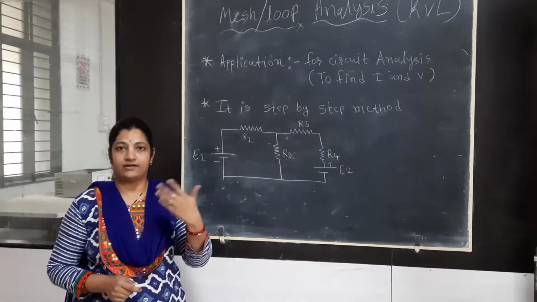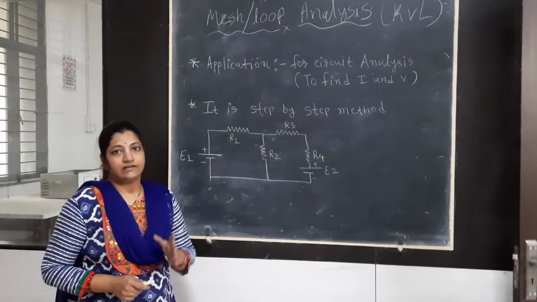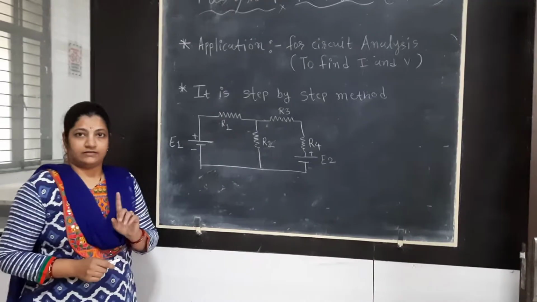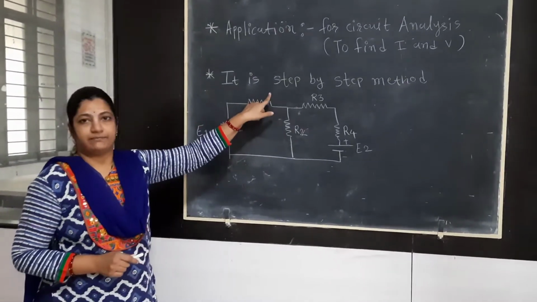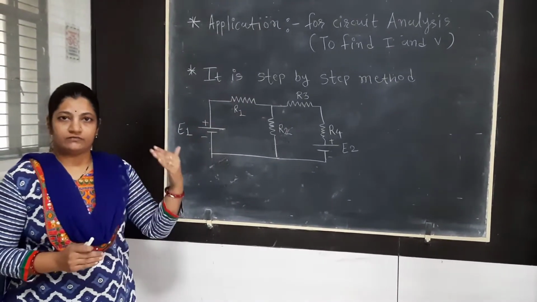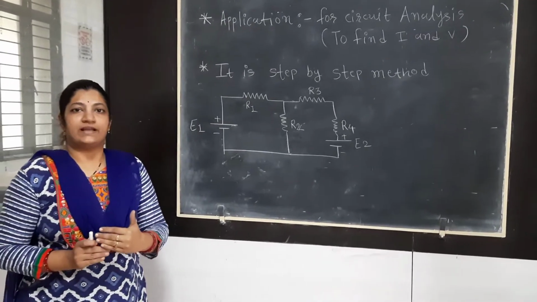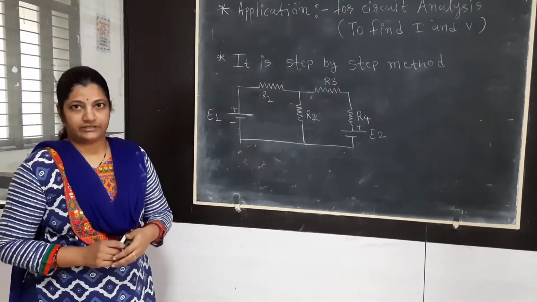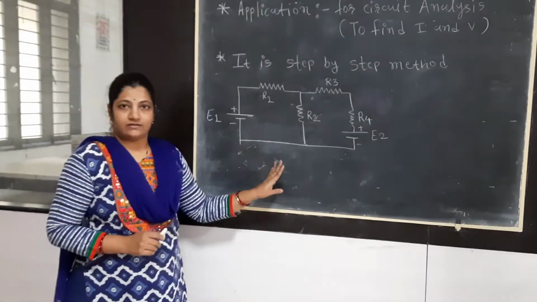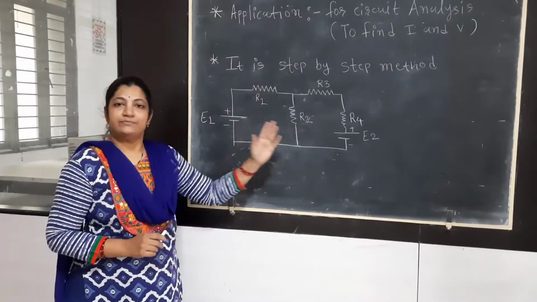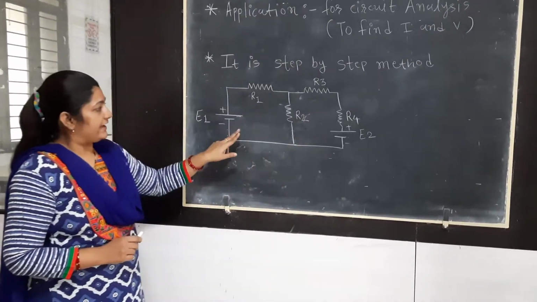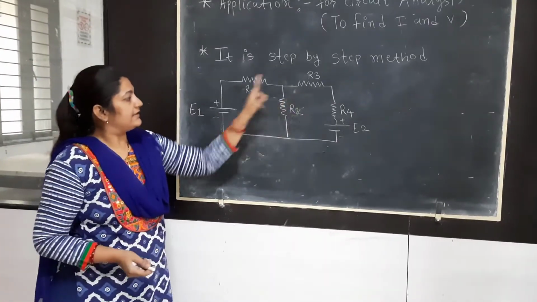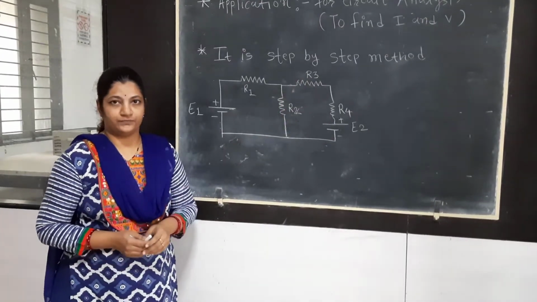Let me check how we can apply it in reality so that it is easy to analyze any circuit. One thing to keep in mind is that it is a step-by-step method. Once we are clear with all the step-by-step procedures to solve any network by applying this method, it becomes very easy to solve even any complex network. To understand this concept, I have considered a very simple circuit right now, having two sources E1, E2, and 4 branches R1, R2, R3 and R4.